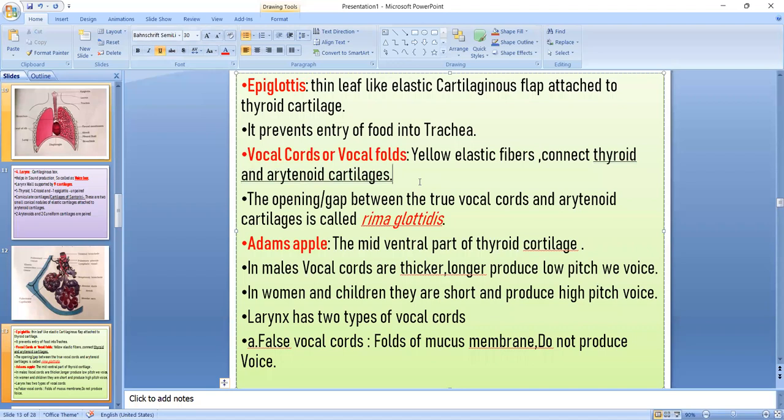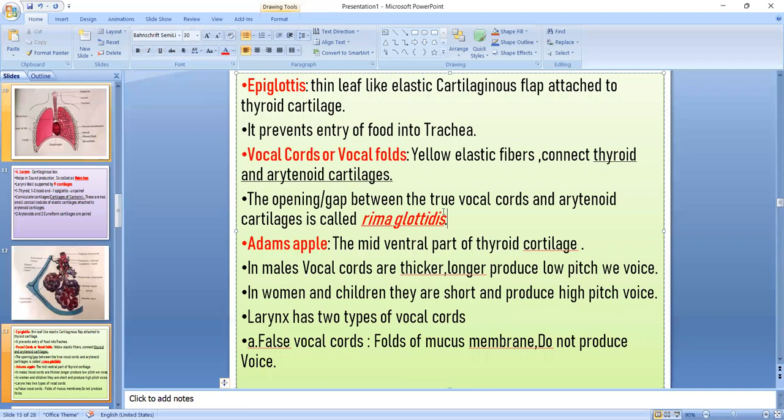Okay, so kavina kunna tigallaga untayi. Right, addanga untayi. So they are yellow in color. They connect thyroid and arytenoid cartilages. Okay. See, the gap between the true vocal cords and arytenoid cartilages is called rimoglottidis. The gap between the vocal cords is called rimoglottidis.